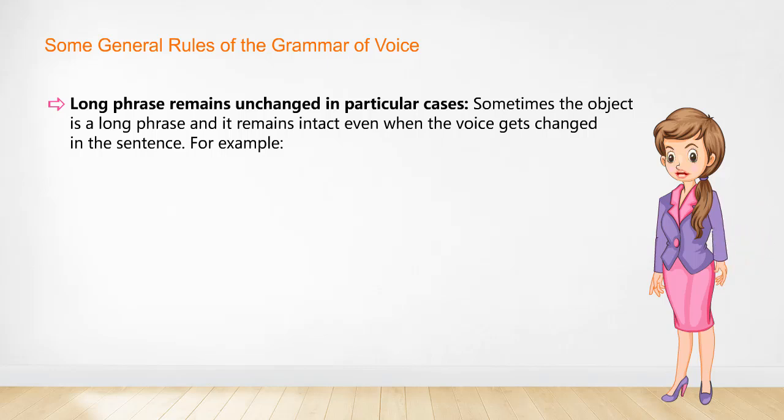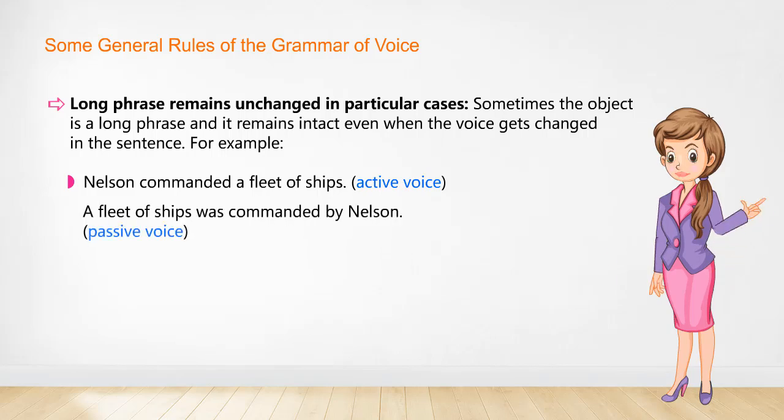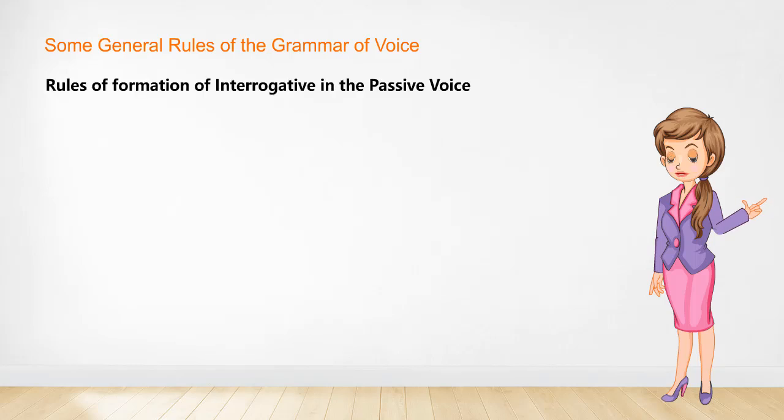Long phrase remains unchanged in particular cases. Sometimes the object is a long phrase and it remains intact even when the voice gets changed in the sentence. For example, Nelson commanded a fleet of ships. Active voice. A fleet of ships was commanded by Nelson. Passive voice.